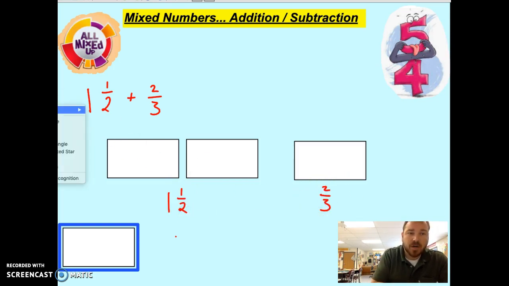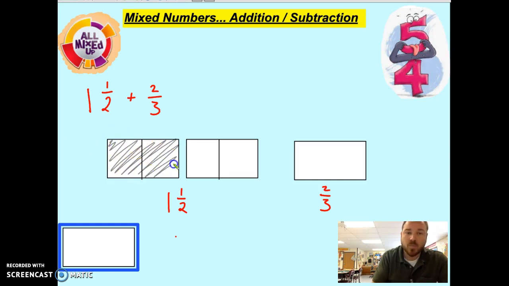I'm then going to break apart my 1½ with these vertical partitions, breaking it into halves. I'm going to shade in one whole and my 1/2. Then I need to take horizontal partitions and break apart my second fraction into thirds and shade in two of them.